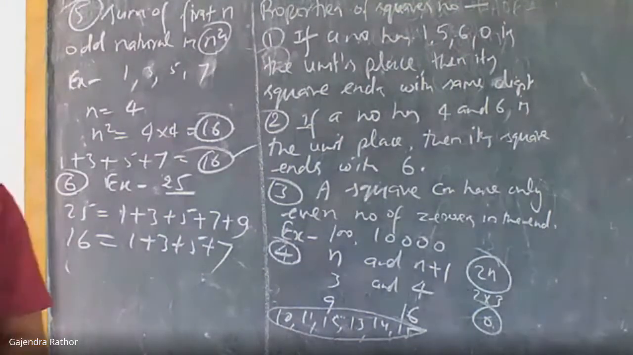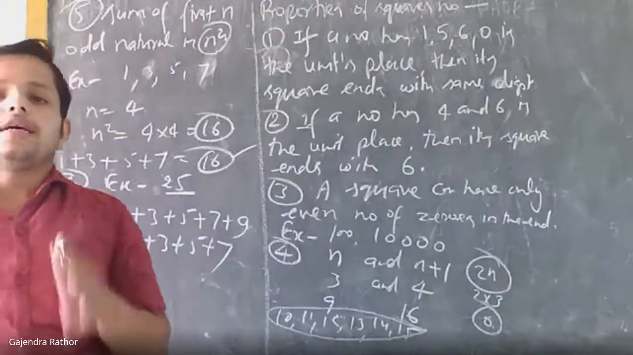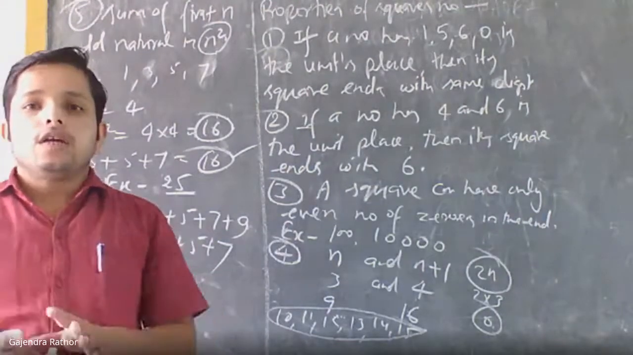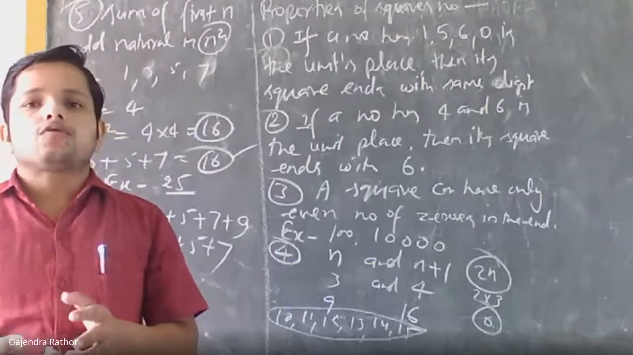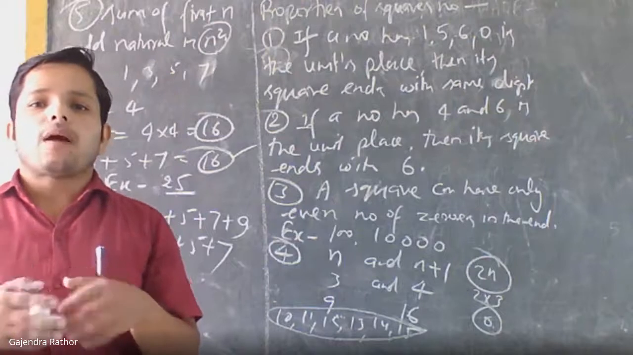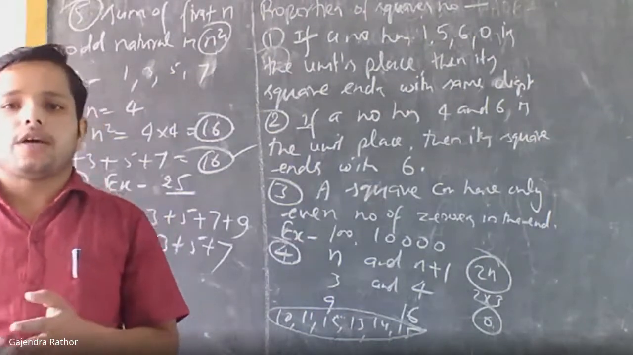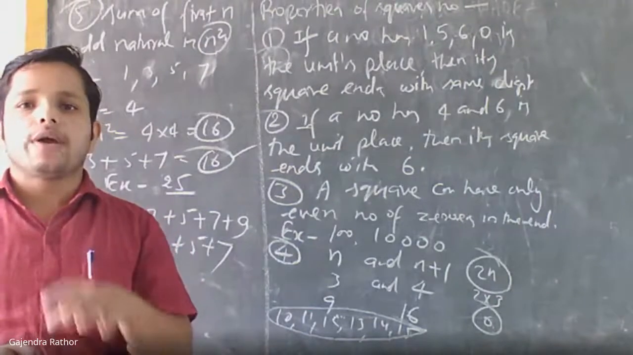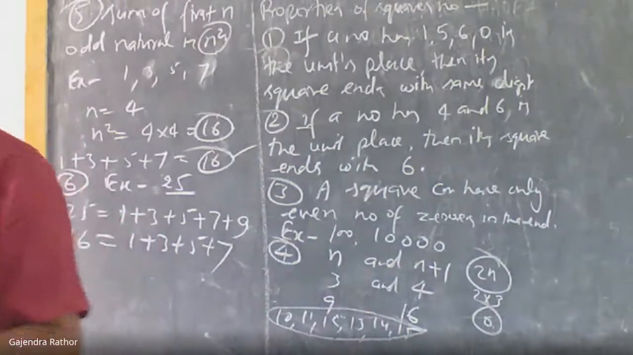Okay. One more doubt, sir. What are perfect square numbers and square numbers? We call square numbers perfect square numbers too. Both are the same, square numbers and perfect square numbers, there is no difference.